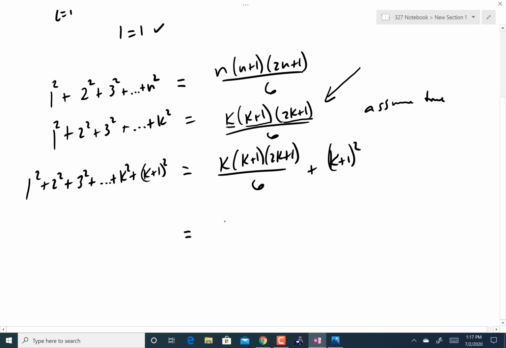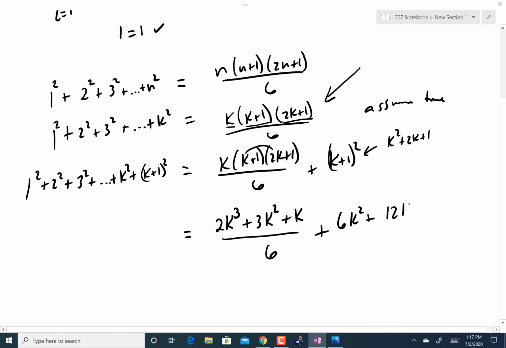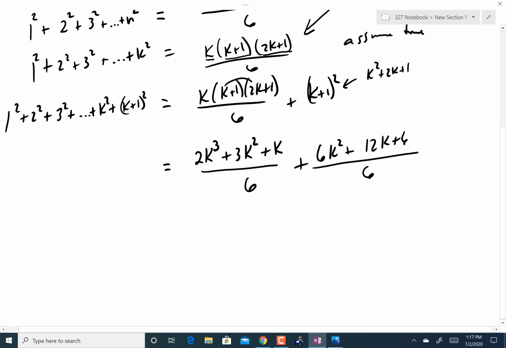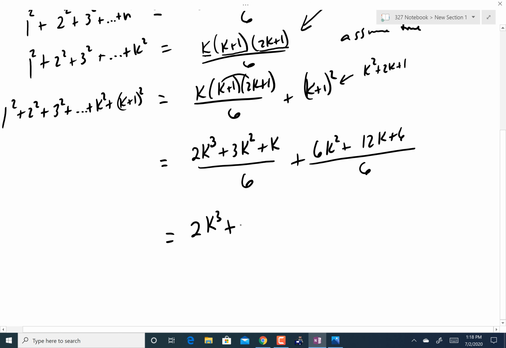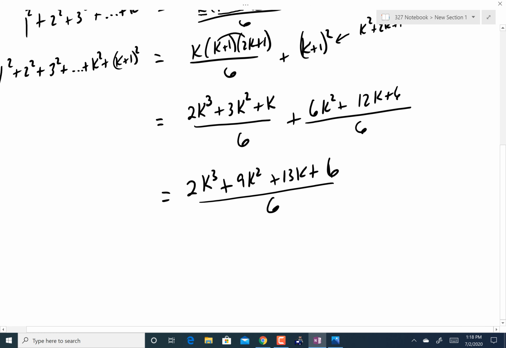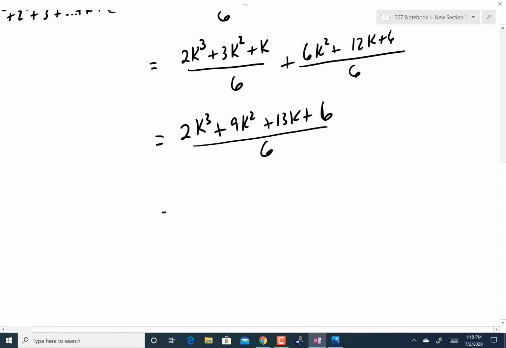So I'm going to go ahead and distribute that top out because it's going to help us in a minute. 2k squared, so it's going to be 2k cubed, and you get plus 3k squared, and then plus k. That's all over 6. We know that this thing here is going to be k squared plus 2k plus 1. If I'm going to put that over the 6, it's going to end up being plus 6k squared plus 12k plus 6 all over 6. Which then comes down to this: 2k cubed plus 9k squared plus 13k plus 6, nice, over 6. Okay. So then the only question is, we know it has to factor like this. We know it has to factor like this.